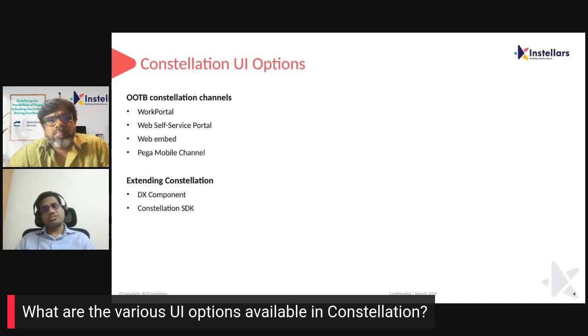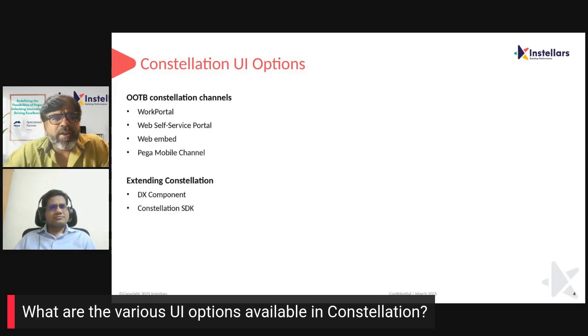Next is the Constellation SDK. This is mainly for more complex UIs where there might be a requirement that the application has to be compliant with the client branding and design system. In that case, SDKs would be the right choice. There are three SDKs available: Angular, React, and Web Components. So mainly this is something built using the SDK, in line with the client design system.